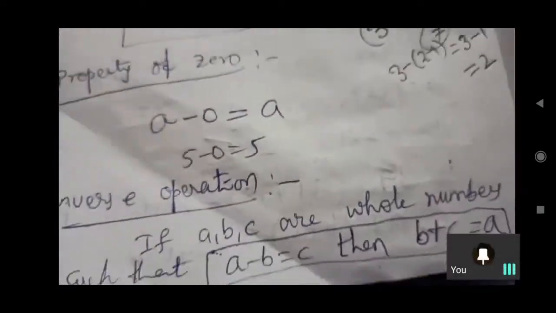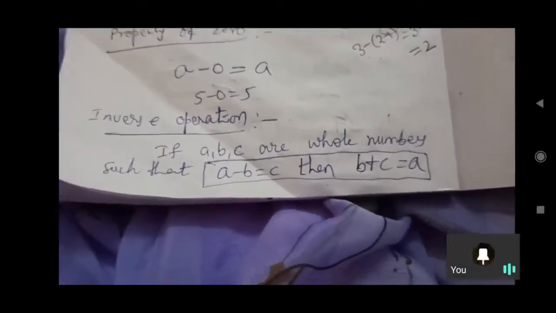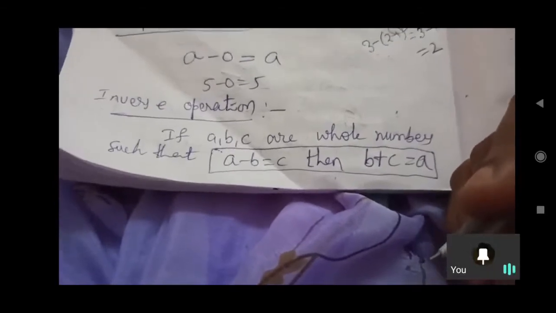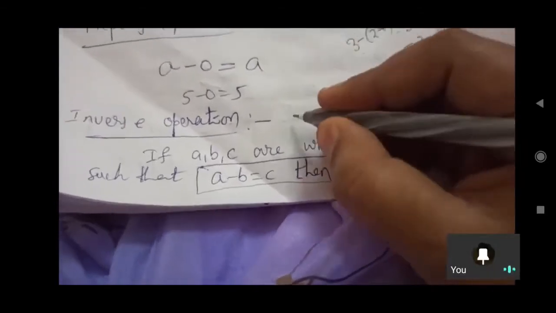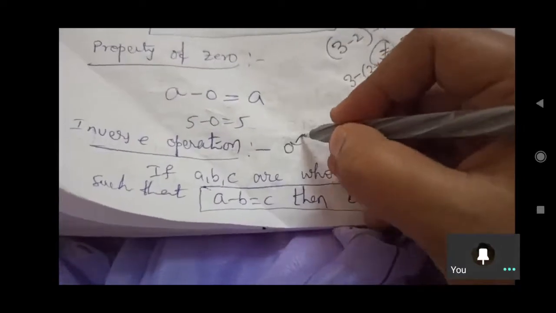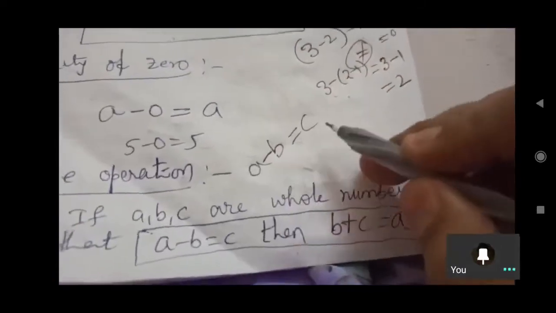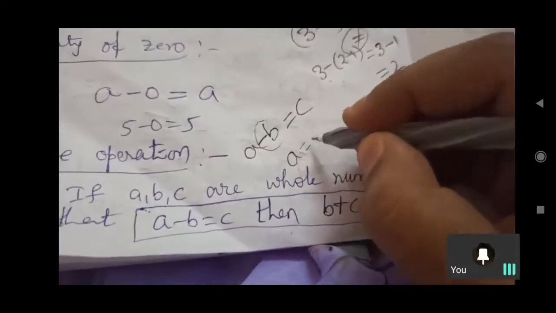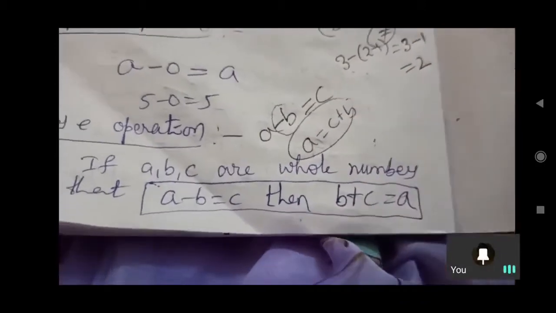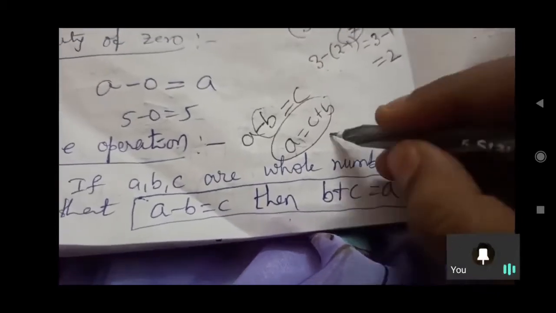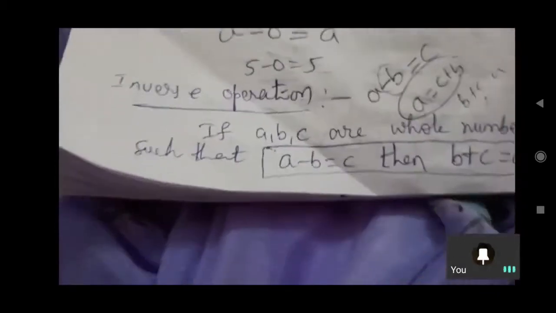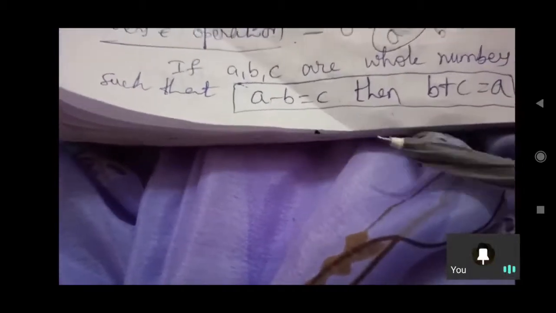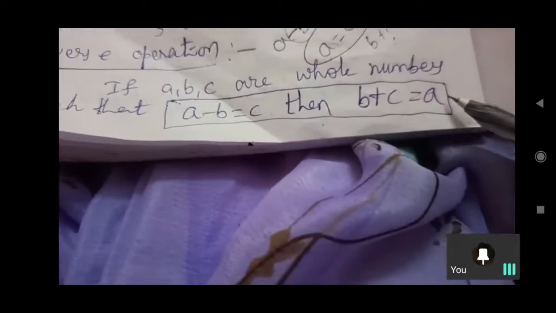Inverse operation means here, you have to consider in this manner. Inverse is exactly inverse to the addition. That means if we subtract any number, C will come. So this number will be added to this: A is equal to C plus B, or B plus C is equal to A. If we transpose also, we will get like that: A is equal to B plus C.